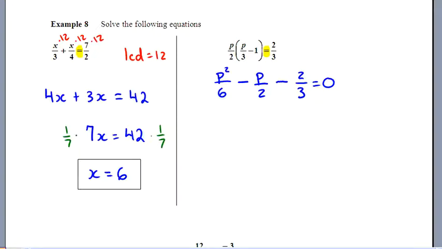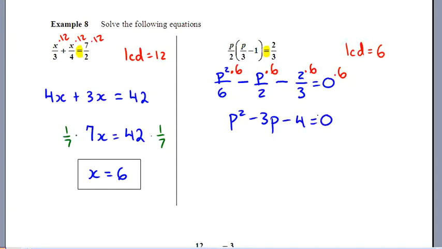Okay, so you start looking at it and saying, all right, what's the least common denominator? Well, for 6 and 2 and 3, that would be a 6. Let's go and multiply every term here by a 6. Let's make everything 6 times bigger, including the 0, which of course will still be 0 when you make it 6 times bigger. Well, if you do that, all of a sudden the fractions are gone. And we end up with p squared minus 3p minus 4 is equal to 0.